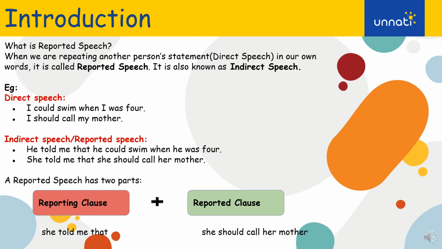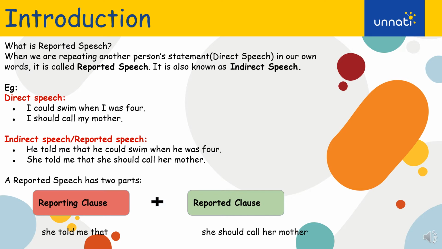For example, you meet your friend and he tells you, you know what, I could swim when I was 4. And later in the day, you may be having a conversation with your mom, discussing with her what your friend said. And you tell her, you know, Mom, I met my friend and he told me that he could swim when he was 4. You see the difference? In reported speech, you say, he told me that he could swim when he was 4.